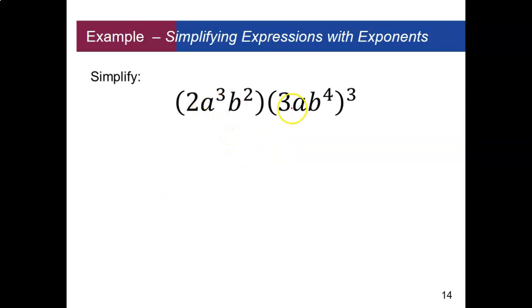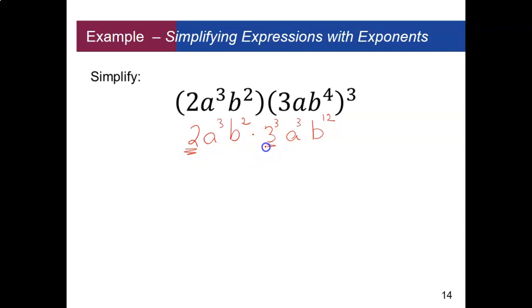Okay, for this problem, we want to deal with simplifying this using our properties. The first part we want to deal with is this 3. So I'm just going to recopy the first part of this. Okay, so I'm going to distribute the 3 to each one of my bases. So I'm going to have 3 to the 3rd power, a to the 3rd power, and then b to the 4 times 3 or 12th power.